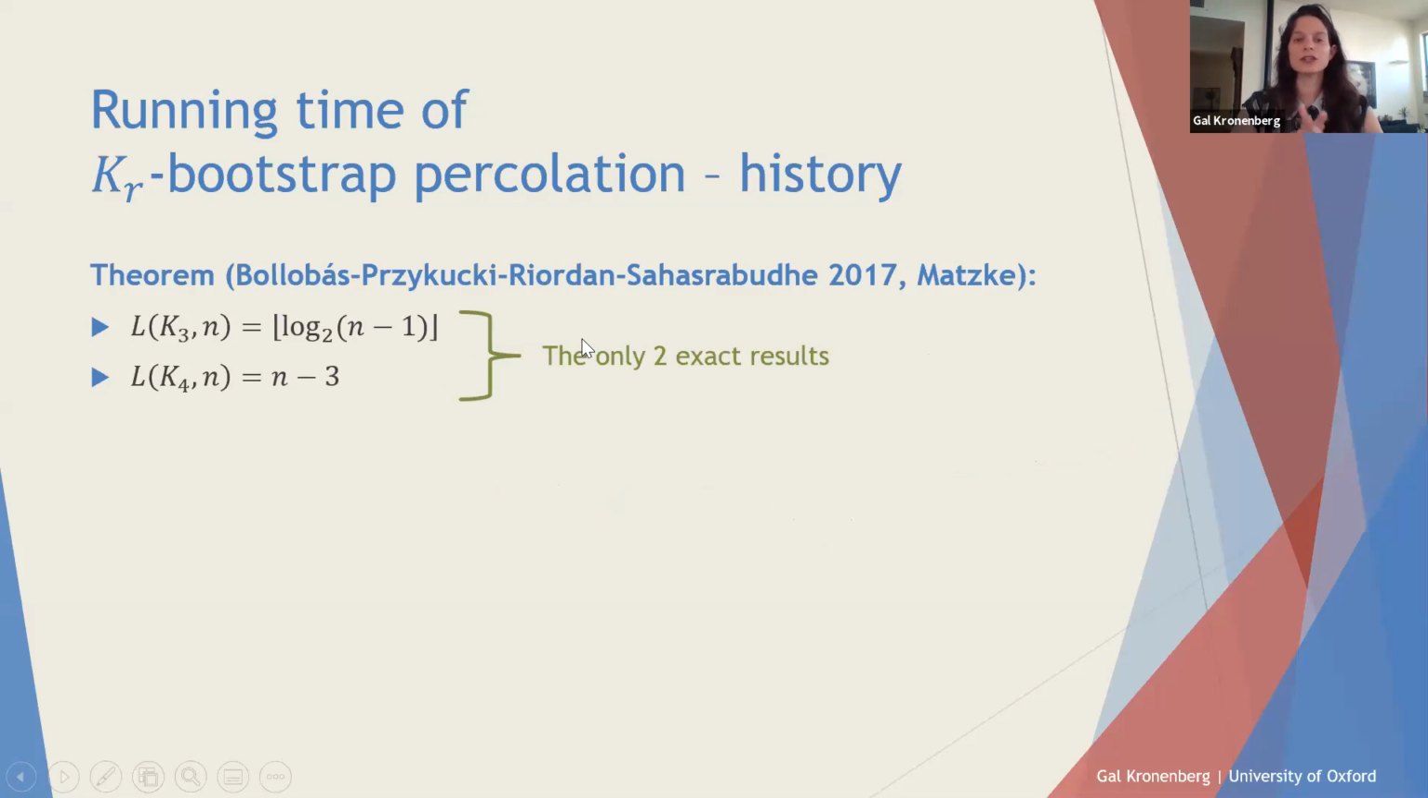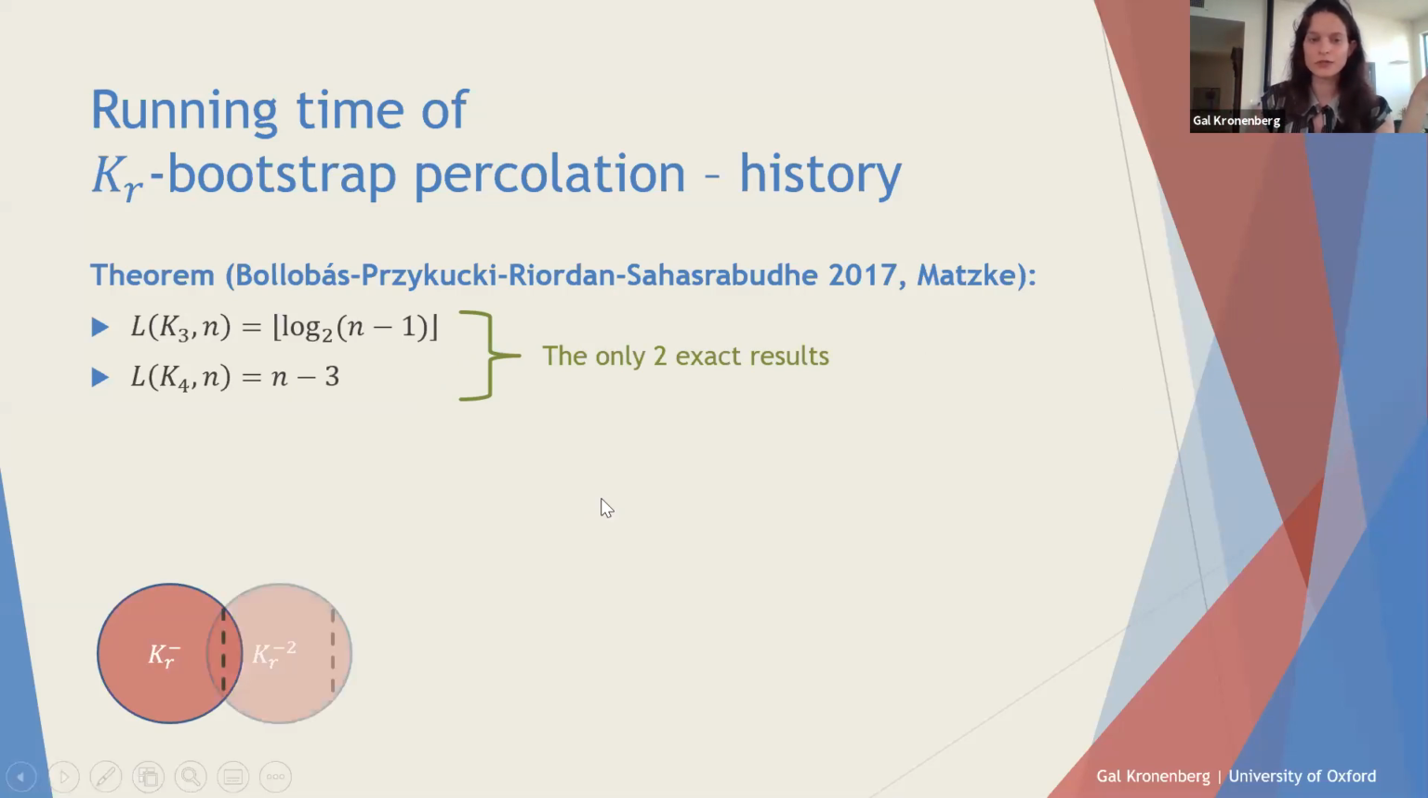And these are actually the only two exact results that we know, where we actually know the value of the maximum length of the bootstrap percolation. And then for other values, they gave some lower bounds. So I wanted to say that we could do the same that we did before, also with only larger cliques.